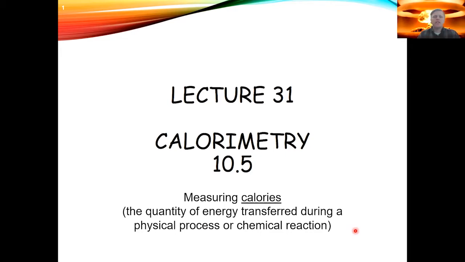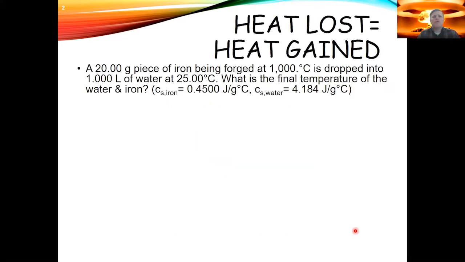So in our last lecture, we ended with this problem, where we took a 20-gram piece of iron, we heated it to 1000 degrees Celsius and then dropped it into 1 liter of water at 25 degrees Celsius and wanted to figure out the final temperature of the water and iron. And I said this is how we actually do heat capacity measurements, and it is. So we'll review this problem really fast, and then we'll go on to more formal discussion of heat capacity.